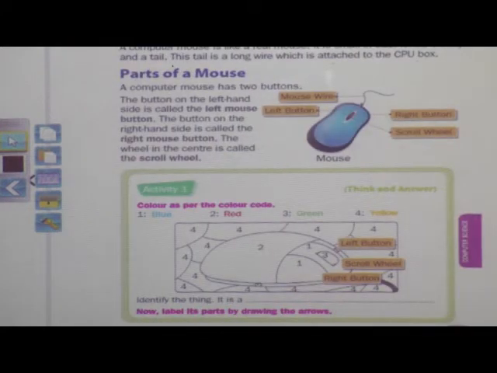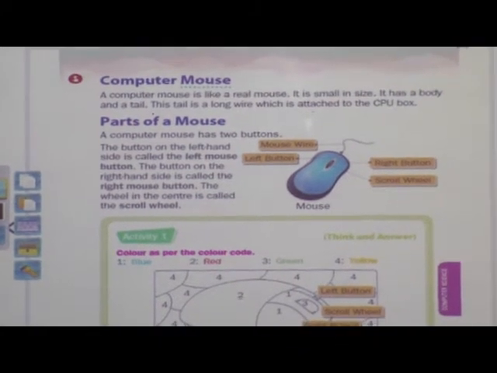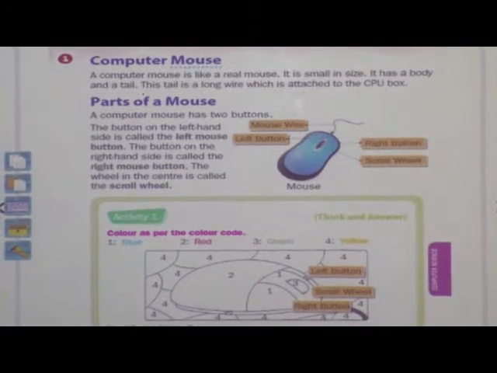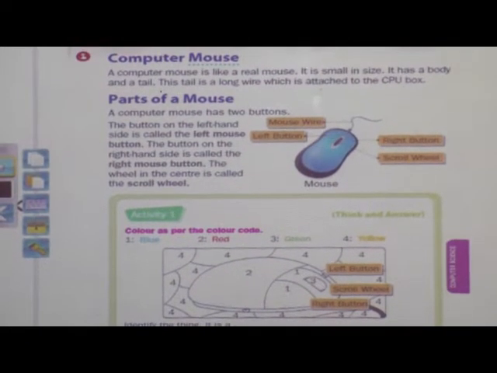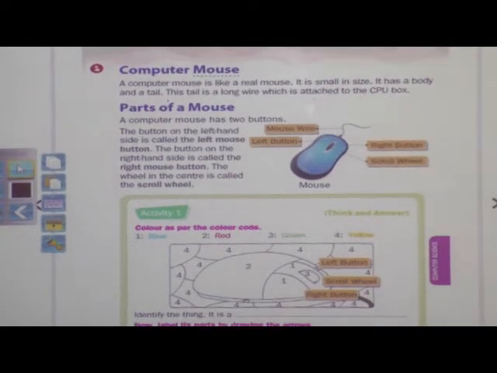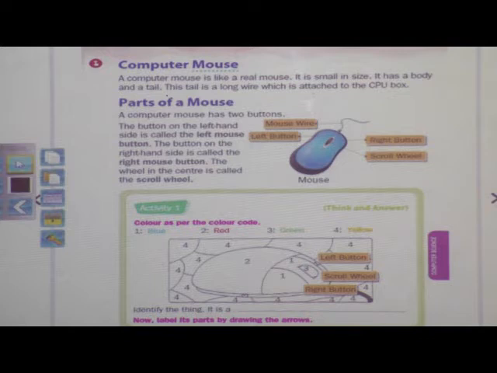Next we have seen the computer mouse. A computer mouse is like a real mouse. So how does a computer mouse look? It looks like a real mouse. It is small in size. It has a body as well as a tail. Tail means the wire which is connected to it. The tail is a long wire which is attached to the CPU.